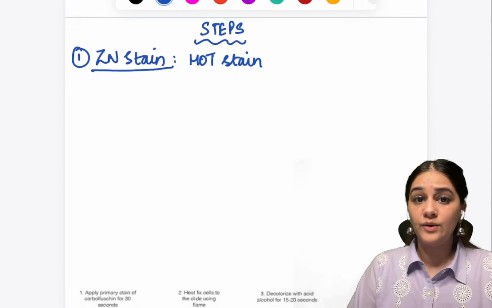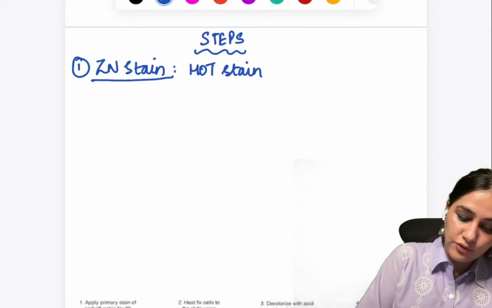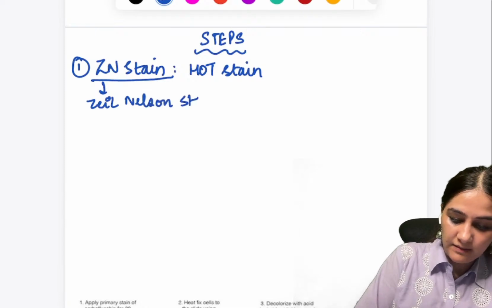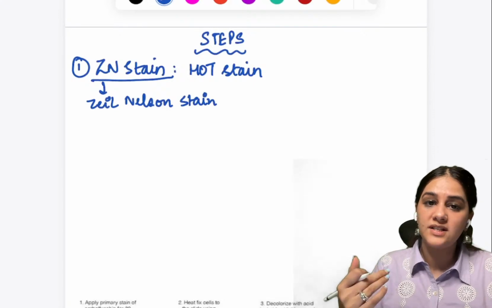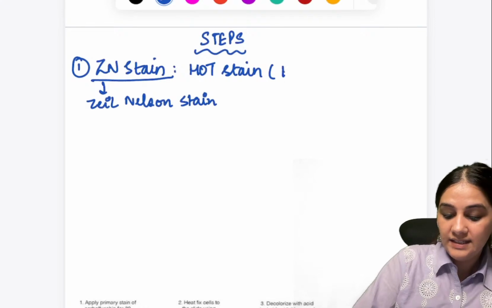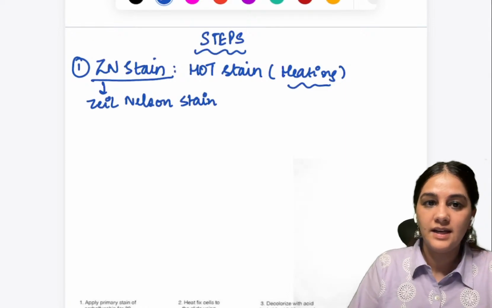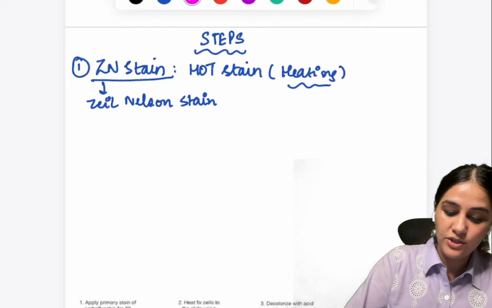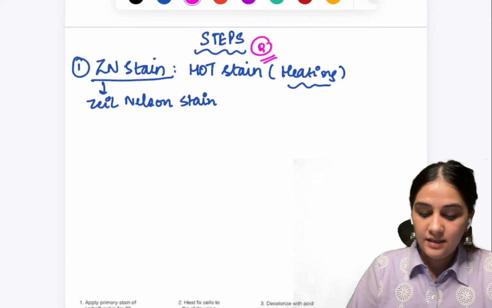acid fast staining, and now I'm going to talk about the ZN stain. So what is a ZN stain? ZN stain is also known as the Ziehl-Neelsen stain, and it is known as a hot stain. Why is it known as a hot stain? Because we use heating here. So we have to use some form of heating here, right? So this is why it is known as a hot method of staining, which is ZN staining. You can get a question on this: which method is the hot method of staining? It is the ZN staining, right?